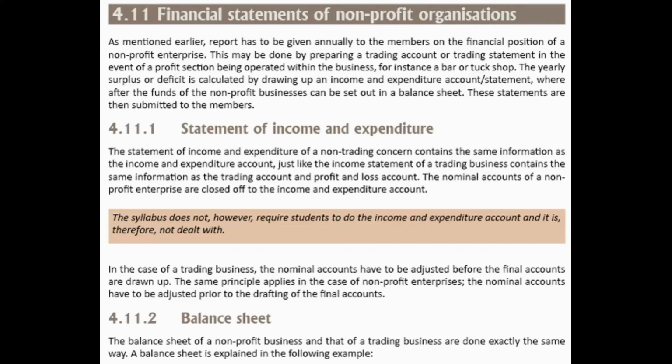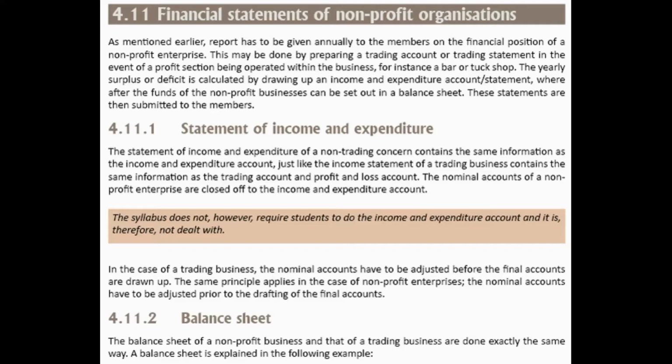So we will have a trading account, let's say, for the tuck shop, and we will calculate the profit in that. If there's a bar, we will have a trading account for the bar. If it's refreshments that we sell, we will have a trading account. But then after we've done that trading account, we will transfer the profit. Hopefully it will be a profit. We will transfer that to the income and expenditure account.